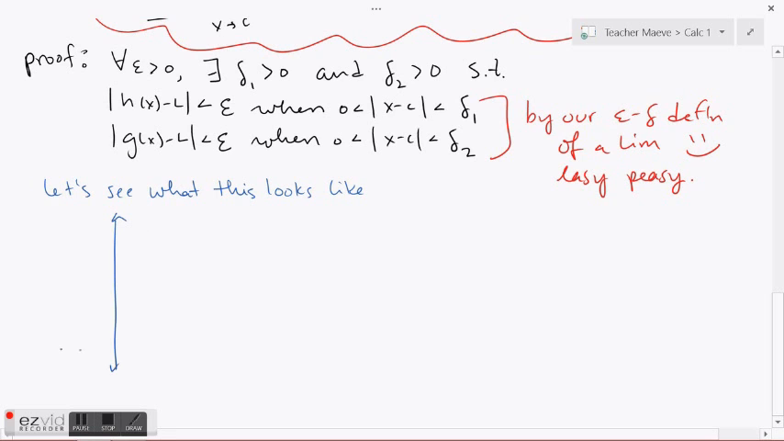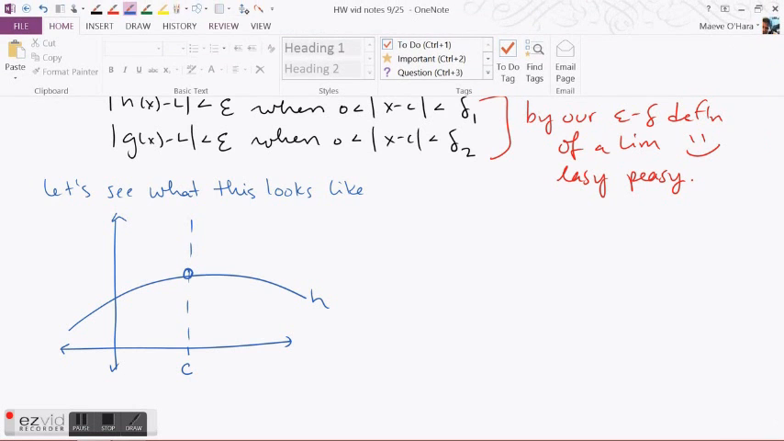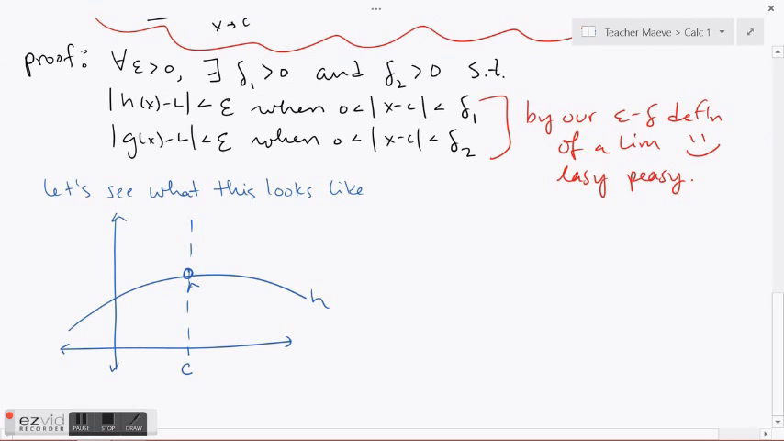We're just sketching it out. So our y-axis and our x-axis. Let's approach this value c. That'll be the x value we're approaching. Let that be our h, our function h. I'm going to make an open circle there because the open interval might not actually include c, so except possibly c itself.